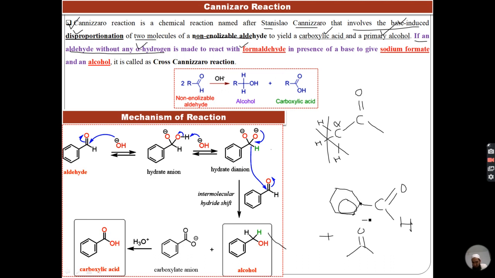So what will happen? Here also we will have the Cannizzaro reaction, but it is called the cross Cannizzaro reaction. Just as in the aldol condensation there is the crossed aldol condensation. So in general, if we have two similar molecules which do not contain alpha hydrogen, it's called a Cannizzaro reaction. If the two molecules which do not contain alpha hydrogen are different, that is called the cross Cannizzaro reaction. To understand this, let's go to the mechanism.